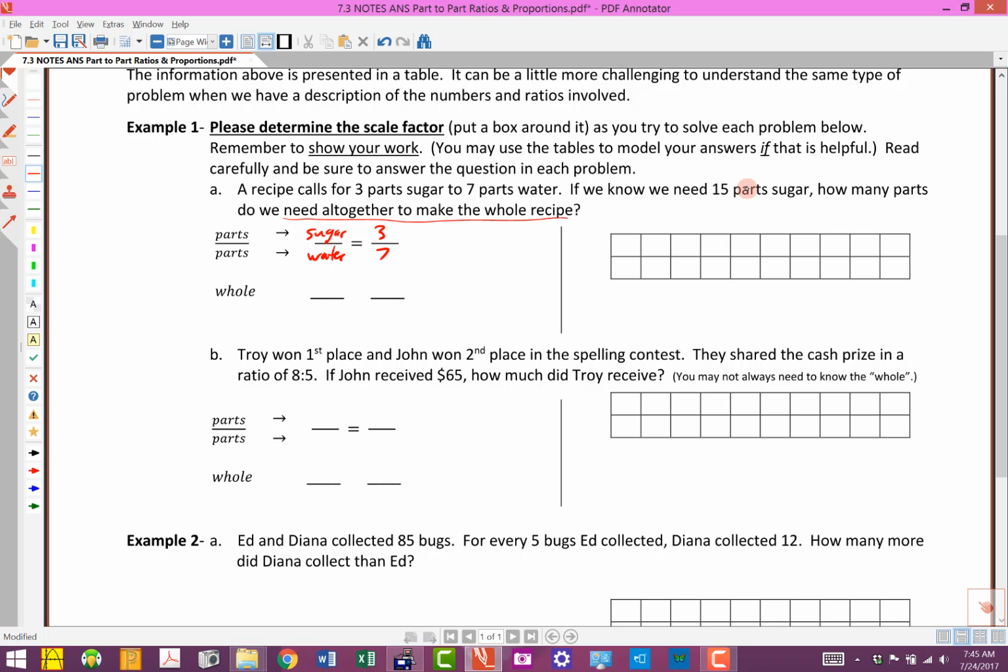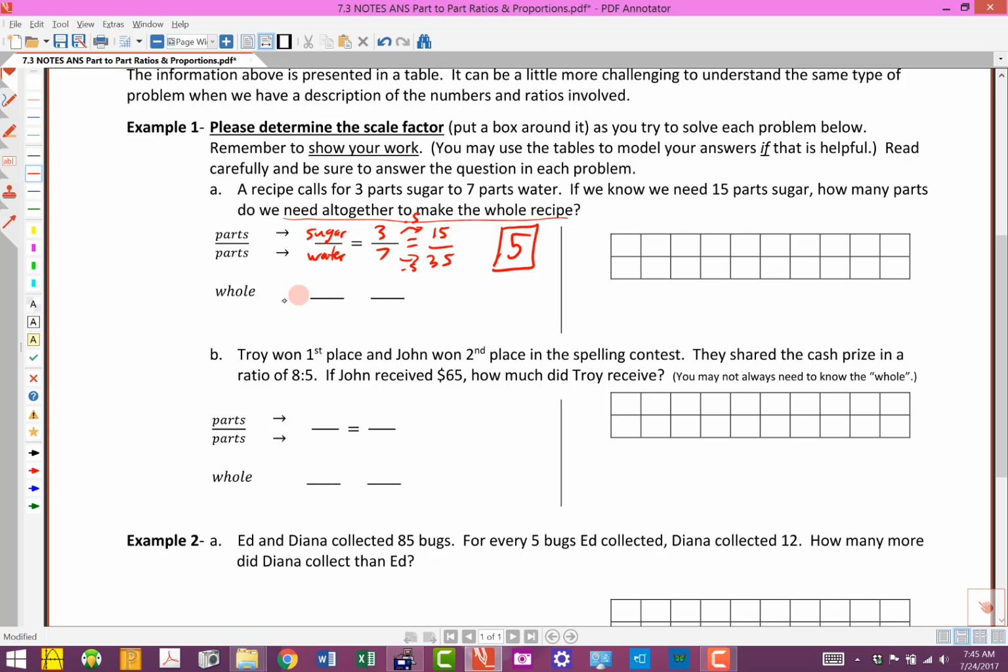So 15 parts of sugar. So we know that this is going to have to be a 15. So we're going to times by 5, and we're going to have to times that by 5. So that's going to be 35. Now, if you'll notice, that right there is the scale factor. So I'm going to put the scale factor of 5 in a box. And it says, we know we need 15 parts sugar, so we've got that part right there. How many do we have altogether?